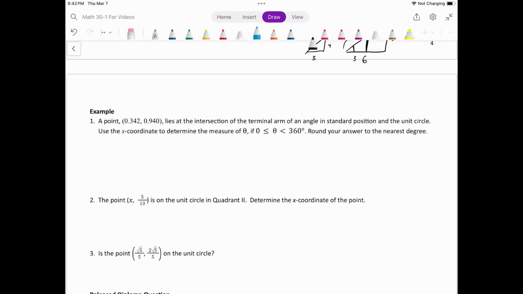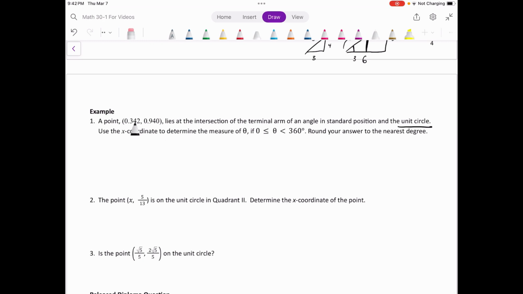Let's try it out. All right, so a point (0.342, 0.940) lies at the intersection of the terminal arm of an angle in standard position and the unit circle. All right, that is great because now we know this is cos theta, this is sine theta. Whatever our angle is, this is the cosine of that angle, and this is the sine of that angle. Guaranteed, because if it's on the unit circle, r is 1.